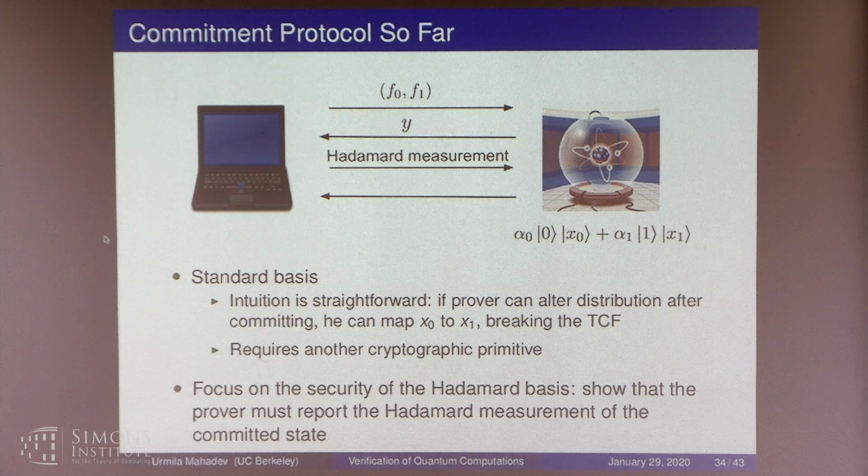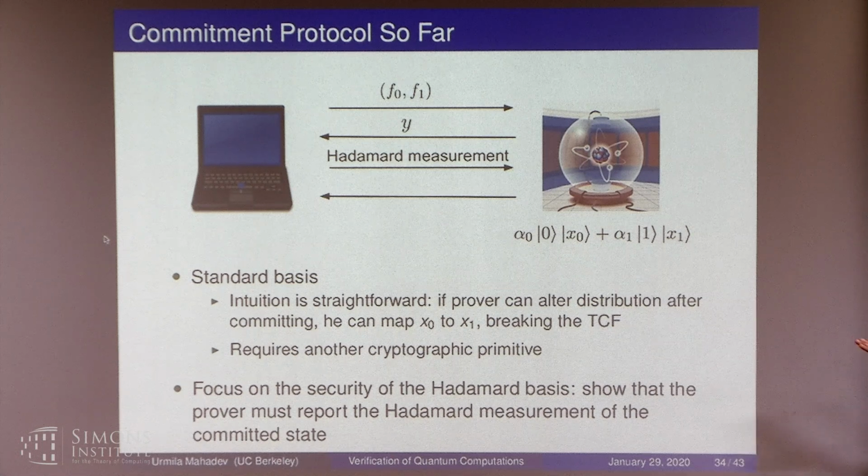So I showed you how it was done for an honest prover, but now I need to tell you why it's true for a cheating prover. So for an arbitrary prover, how can I argue that he has committed to a quantum state, and when he's asked for a measurement result, he reports the measurement result as requested? Yeah? Can alter the distribution?